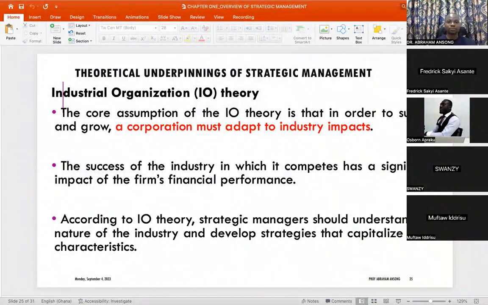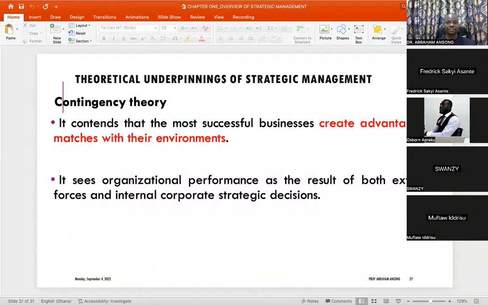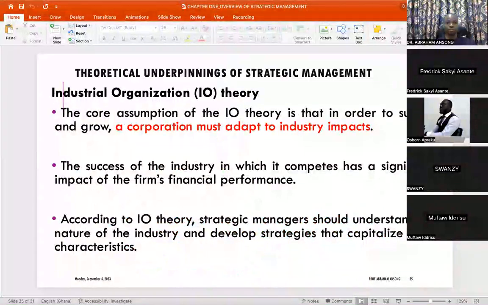All right, let's move to the theoretical underpinnings of strategic management. So there are theories supporting the positions and the views of strategic management. Okay, we have three of them. We have the industrial organization theory. Some authors put this as industrial organization view. We have resource-based theory, and we have contingency theory. All right, so let's go through them. So we have the industrial organization theory.